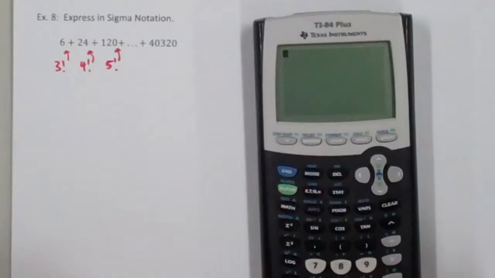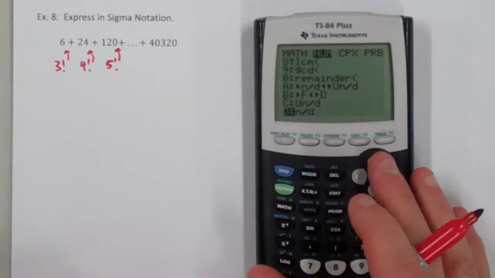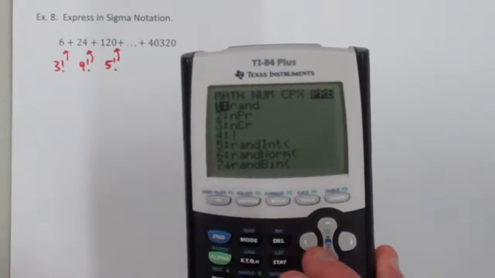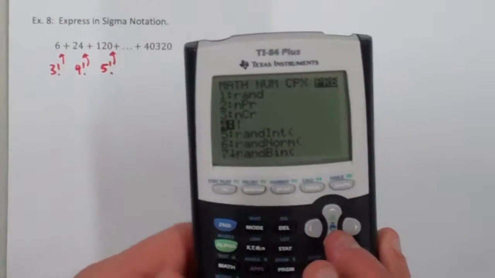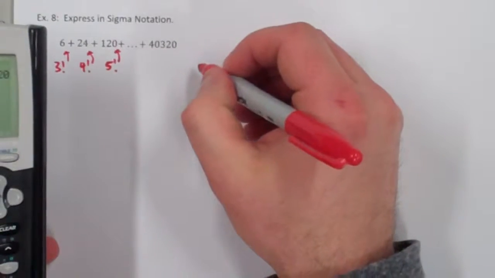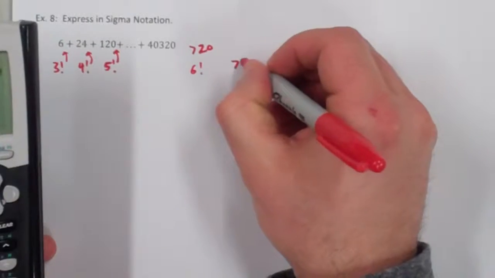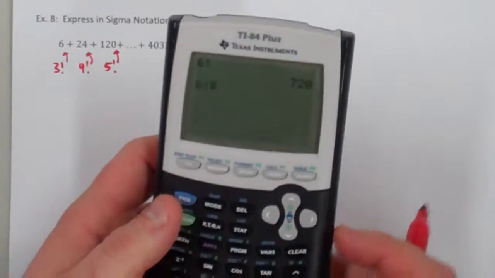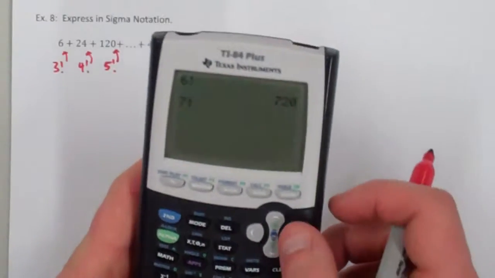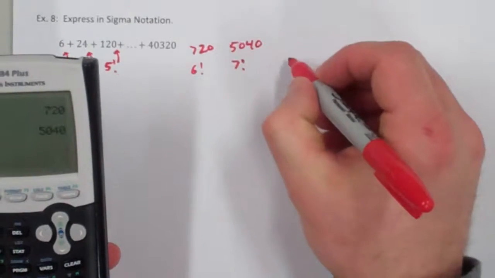So if we did 6, and let's see here, I think that there's a way to get this. Yes, that's right. It's in probability, and it's number 4. So you can type that in and it'll give it to you. So 6 factorial would be 720. We'll do 7 factorial. I prefer just to go back to the entry and just retype in another one. So that'd be 5040, getting close.